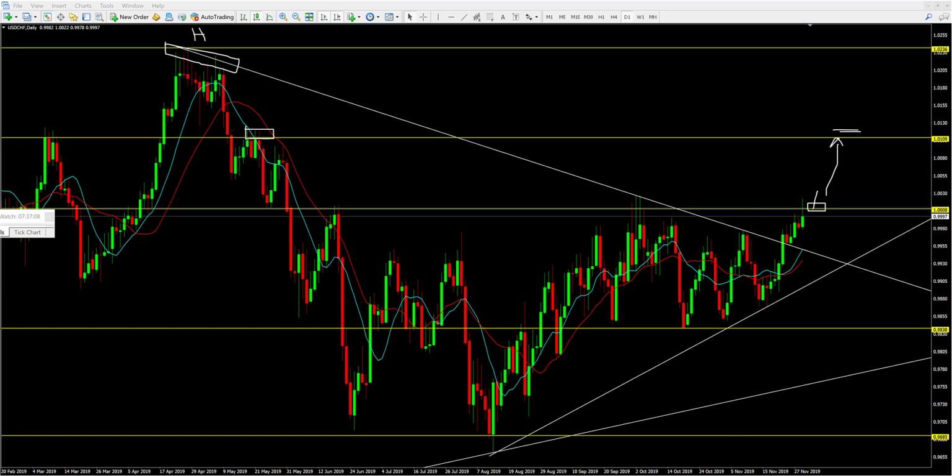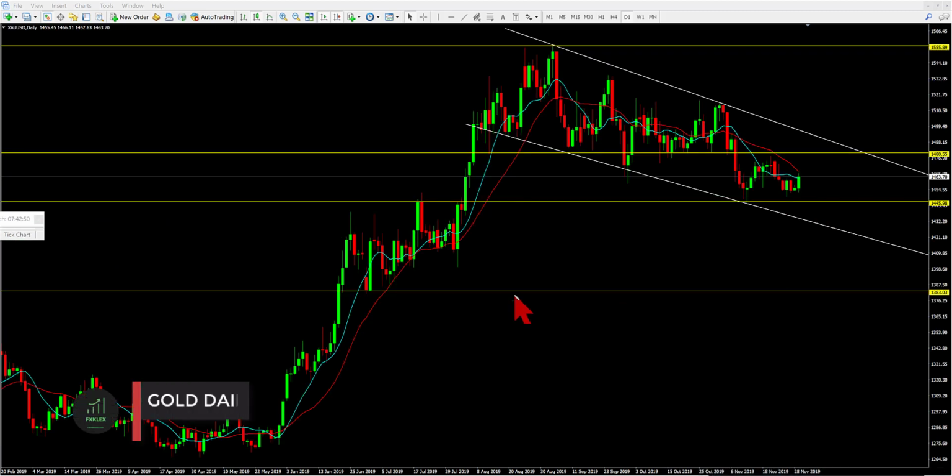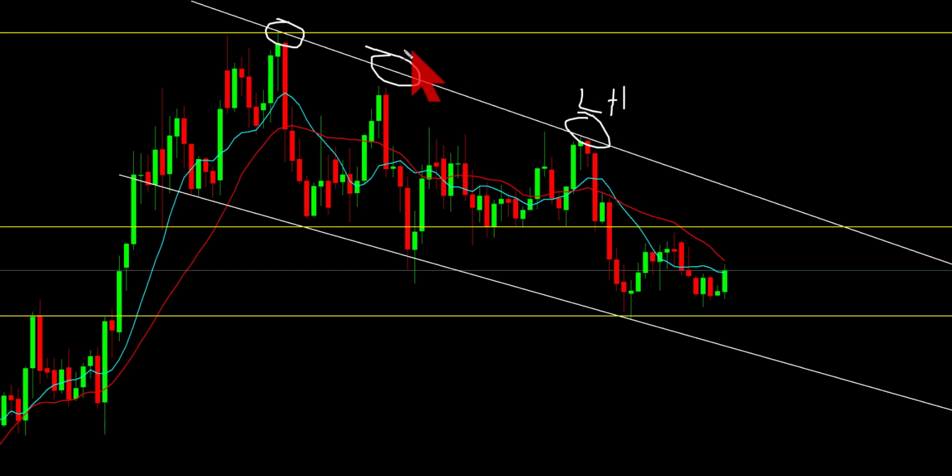And now on gold, we can see price has been falling downward in a falling channel wedge. You can see price has been carving a low high, low high. It's a low high here, another low high here. This is the maximum movement of gold. That was in September 2019, and since then price has been moving downward in the falling wedge.